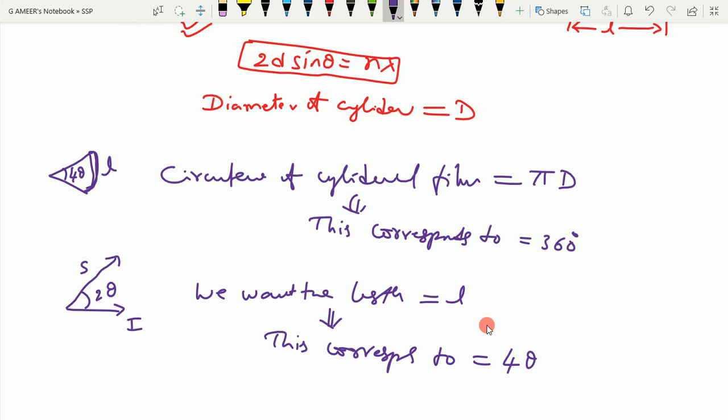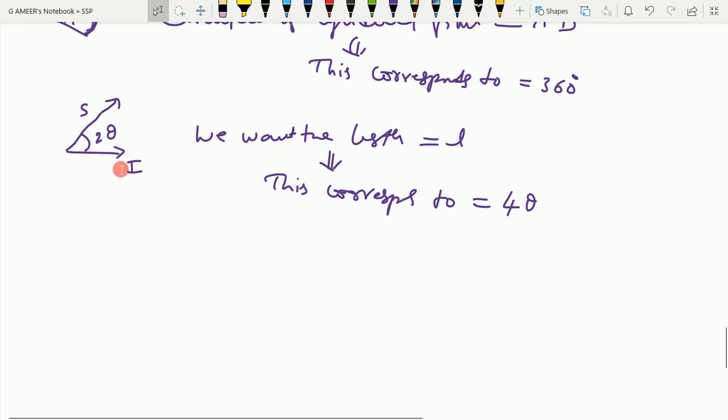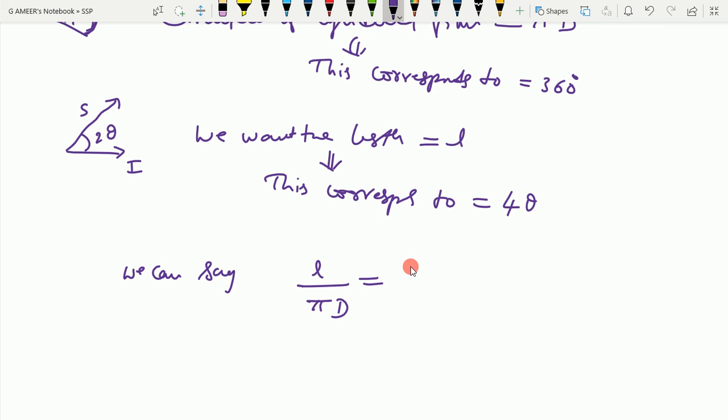Okay, so what we can say here is that the length L divided by pi d is equal to the angle 4 theta divided by 360 degrees. So the length ratio is equal to the angular ratio. Otherwise, you can use arc length S equals r theta. The same thing I have written here.